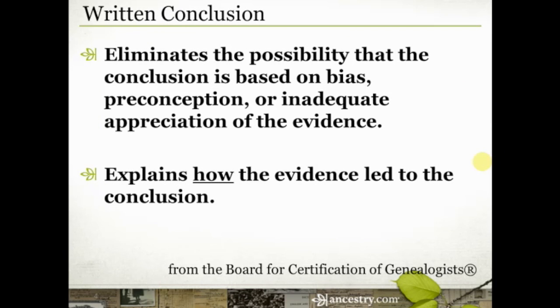From the BCG website, this is how they define a soundly reasoned, coherently written conclusion. It eliminates the possibility that the conclusion is based on bias, preconception, or inadequate appreciation of the evidence. And, this is key, it explains how the evidence led to the conclusion. Sometimes we can present evidence to people, and if they don't have the same eyes we have, they may come to a different conclusion. And so we use the evidence then and write how that evidence led to the conclusion that we came to. So let's talk about conclusions for just a minute.